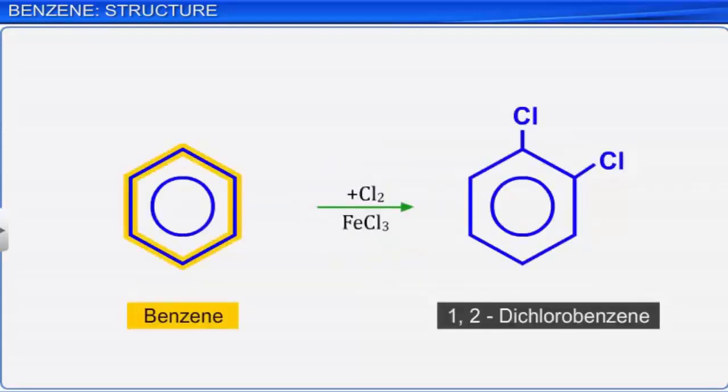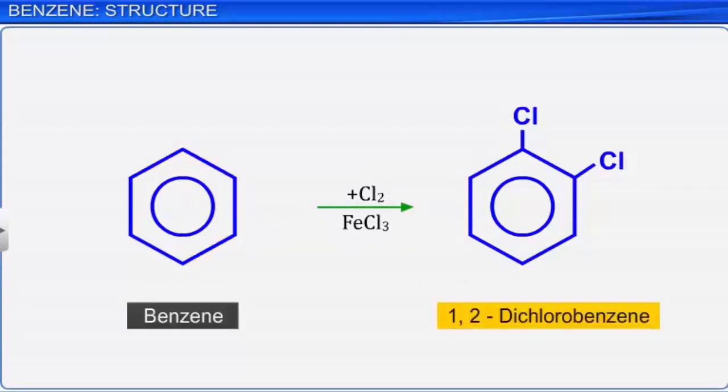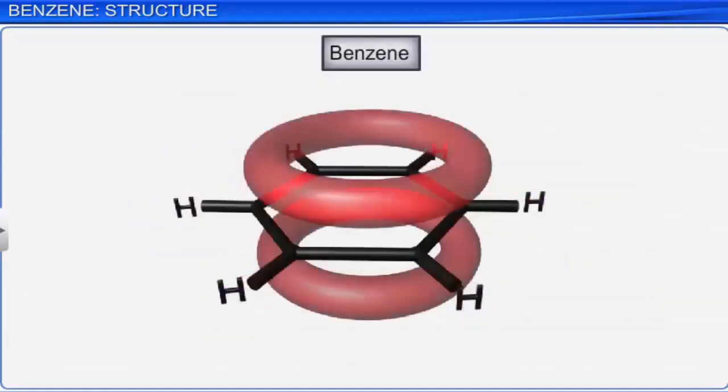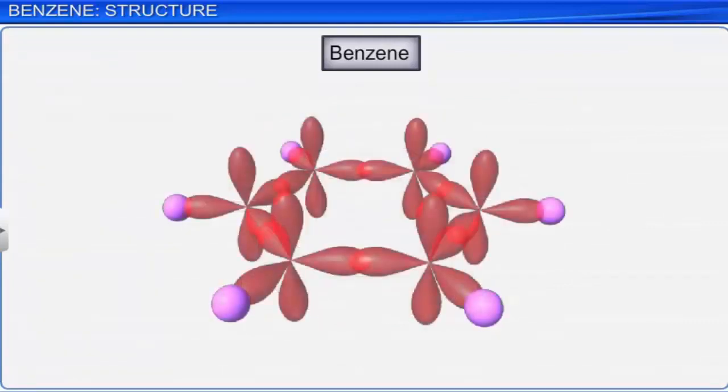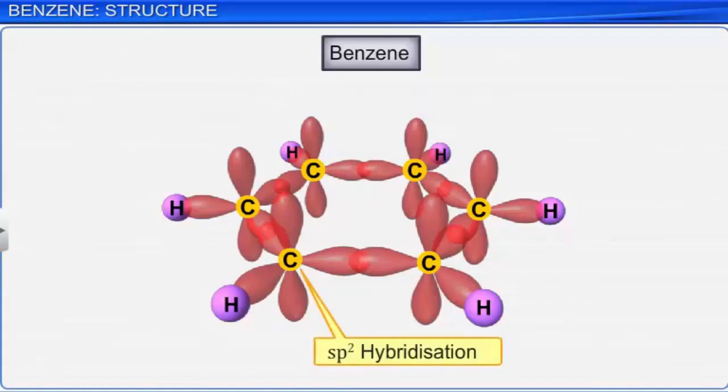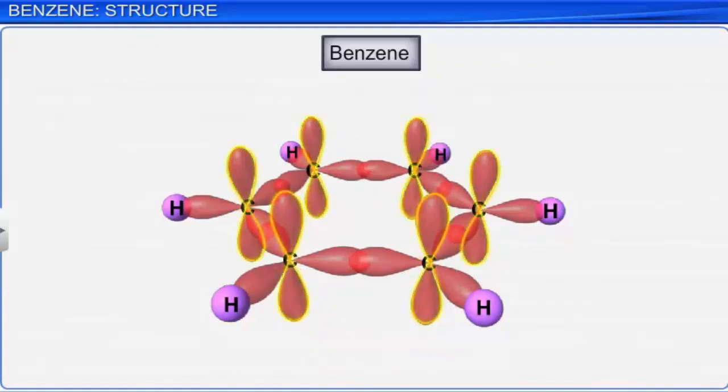In order to understand the structure of benzene in a better manner, let's look at its orbital structure. According to the orbital structure, each carbon atom in benzene undergoes sp2 hybridization. One unhybridized p orbital remains on each carbon atom. Among the three sp2 hybrid orbitals, two sp2 hybrid orbitals of each carbon atom overlap axially with the sp2 hybrid orbitals of the neighboring carbon atoms, forming 6 carbon-carbon sigma bonds.